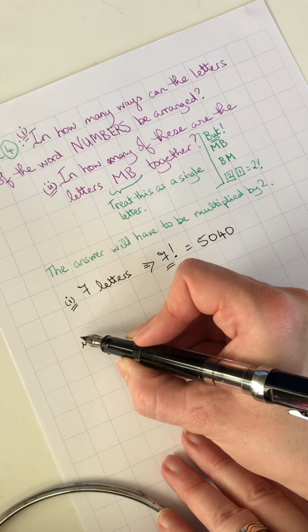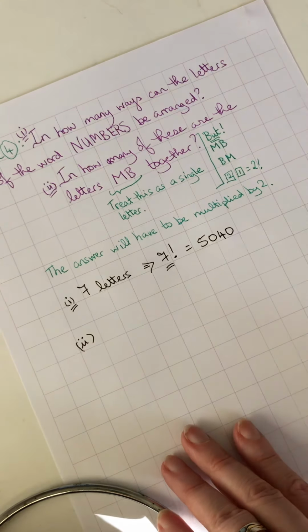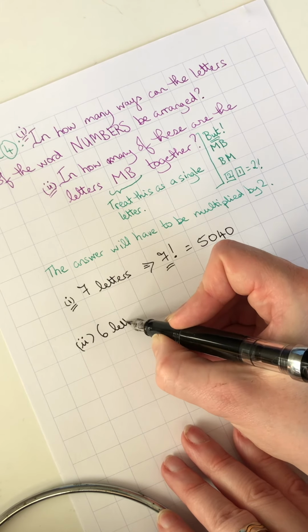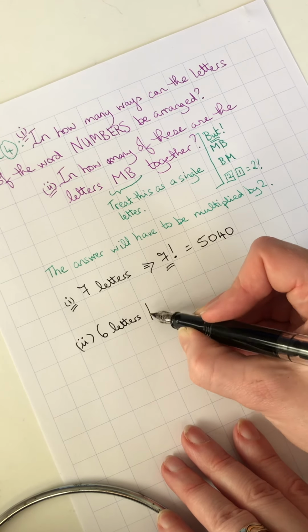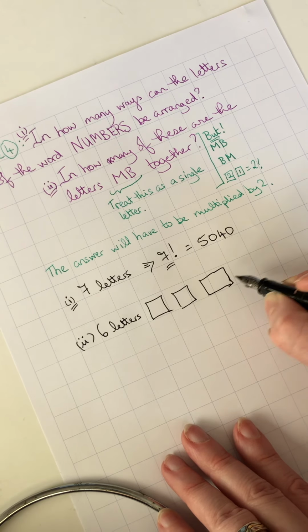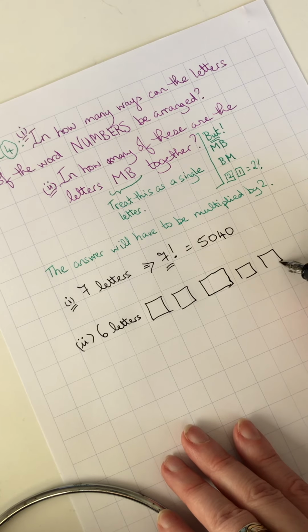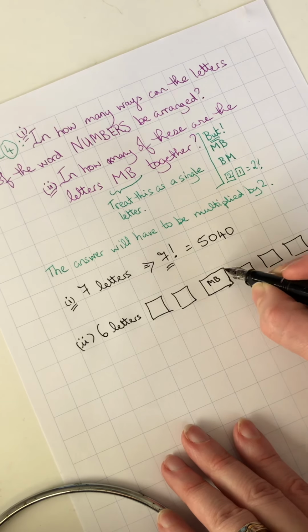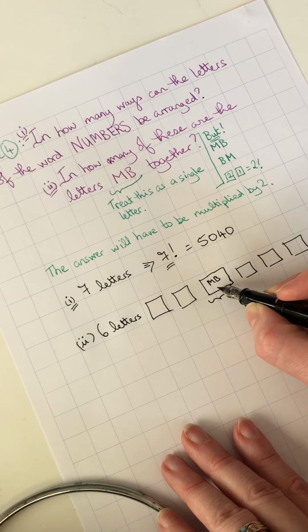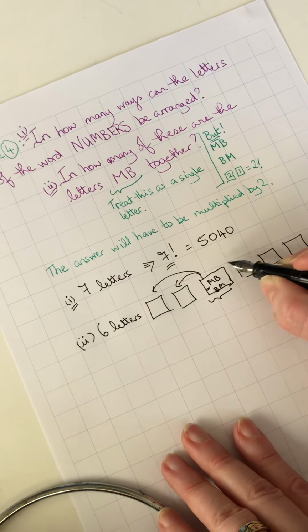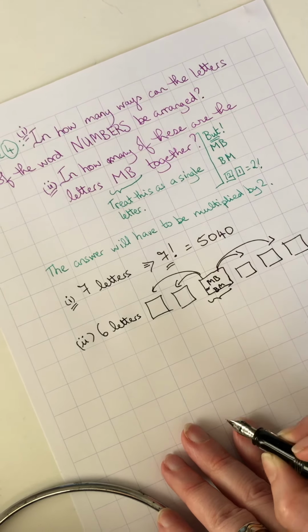Okay, so for the second part then, we want M and B to be together, and I said we're going to treat it as a single letter. So we're going to treat it like 6 letters. Basically, if you imagine your pigeonholes, one of them is like a double width pigeonhole where M and B go together, or B followed by M, and that can move around to the different positions as well.